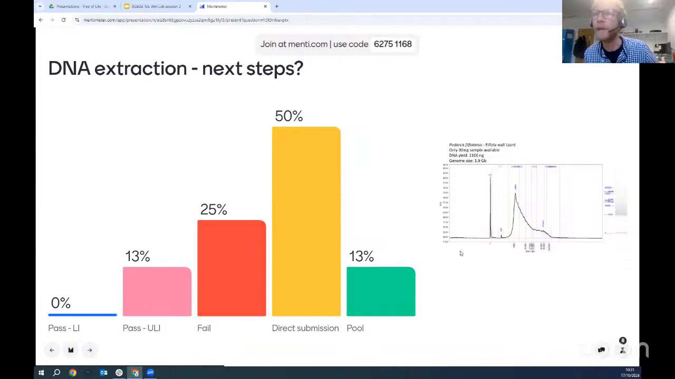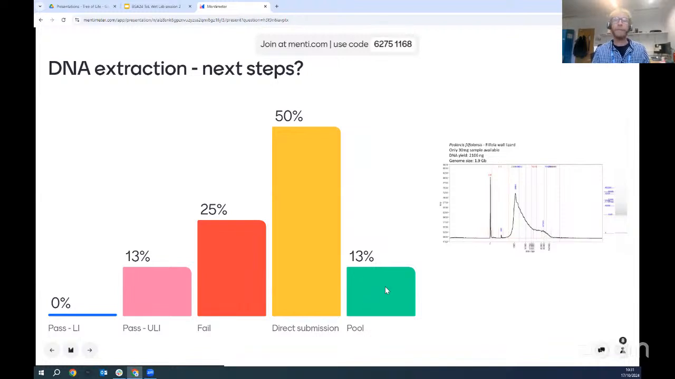Direct submission, unfortunately, I think we have too much high molecular weight to the right to be able to do a direct submission. So direct submission would sort of get rid of this main peak here, but would leave a lot of the high molecular weight DNA over to the right. And so yeah, that wouldn't be a suitable candidate for a direct submission approach.